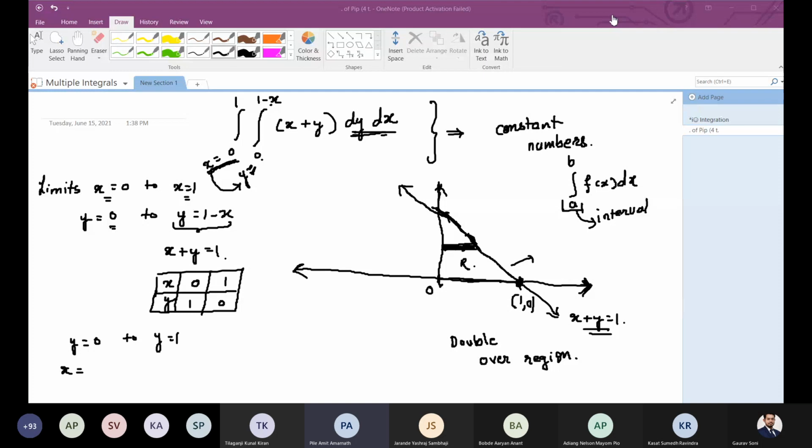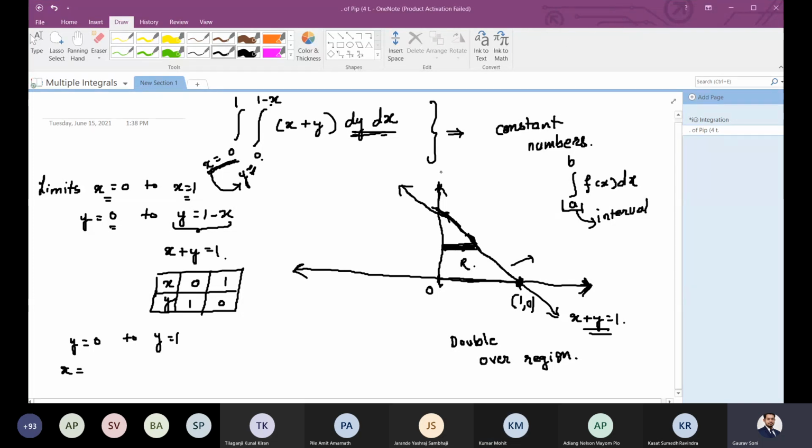When we move through y, x is getting covered, from 0 to 1. Y is 0 to the point on the line. The point on the line is not constant, right? So yes, sir, it will depend on something else.